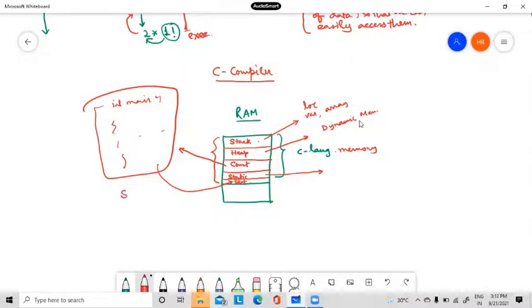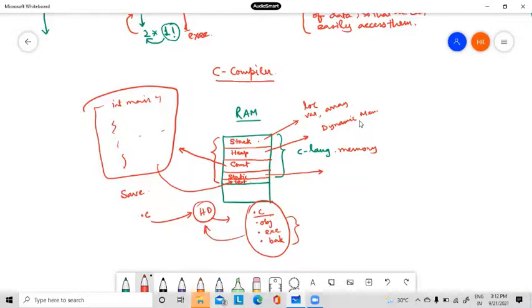When you save it with a .c extension, it will move into your hard disk, and it will create four types of files. One is .c, another is .obj, then .exe, and another is a backup file. So four different types of files will be created for a particular C file, and these will be stored in your hard disk. But when you are running your code, everything is done in your RAM.